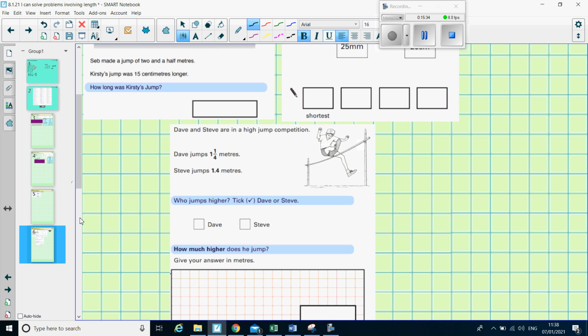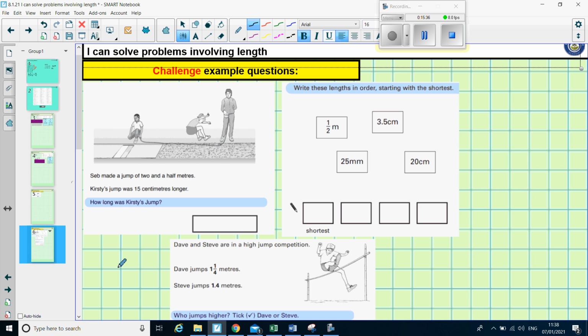So first question then on the screen. Seb made a jump of 2.5 metres. Kirsty's jump was 15 centimetres longer. How long was Kirsty's jump? If you'd like to pause the video and have a go before I go through the answers, then you can do.